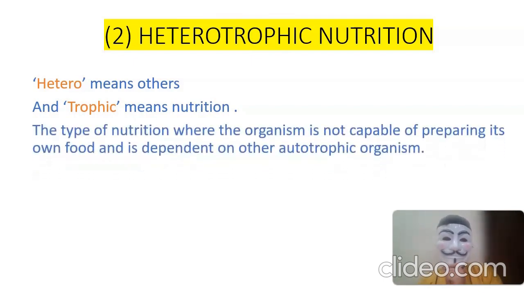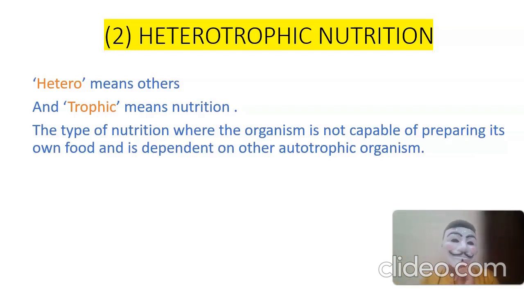The type of nutrition where the organism is not capable of preparing its own food and is dependent on other autotrophic organisms. Okay, so I told you these questions come for 3 marks: autotrophic and the difference between autotrophic and heterotrophic. In autotrophic nutrition, organisms like green plants, algae, cyanobacteria make their food on their own. But in heterotrophic nutrition, they are dependent on other autotrophic organisms.